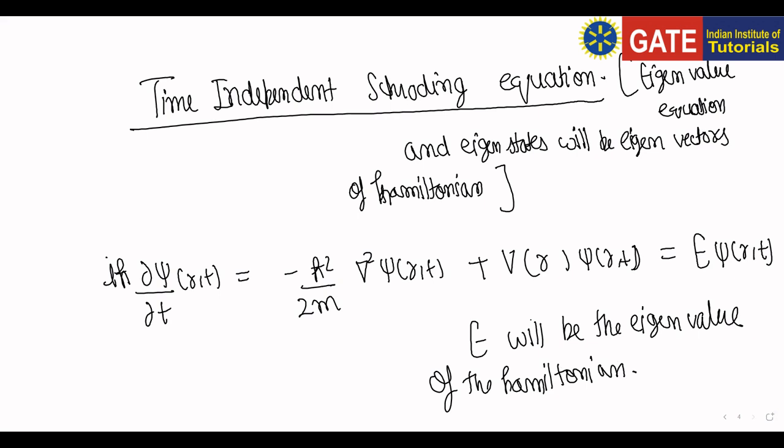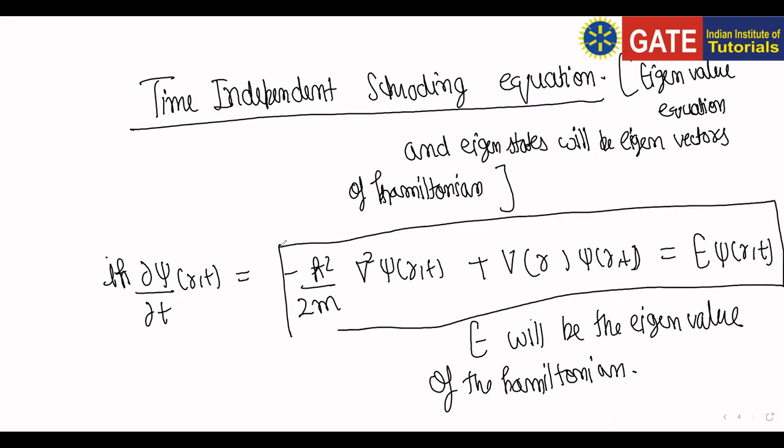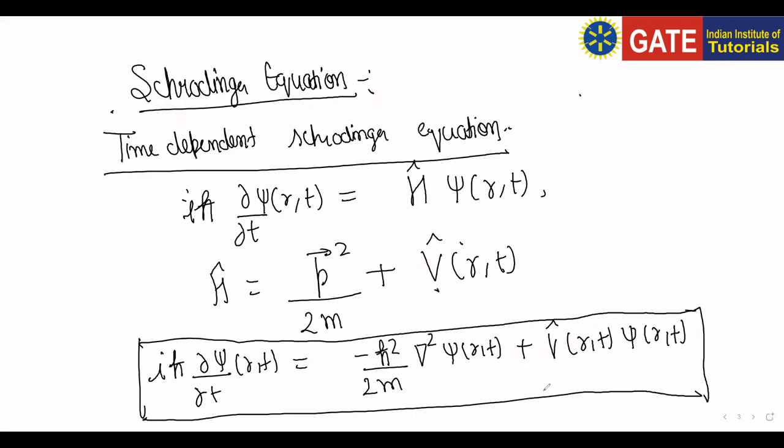Is that okay? This is the time independent Schrodinger equation. Time independent. Any doubt? The time dependent Schrodinger equation is different. No, this is also a differential equation. But all you get is an eigenvalue of it. In the time independent Schrodinger equation, you won't get an eigenvalue.